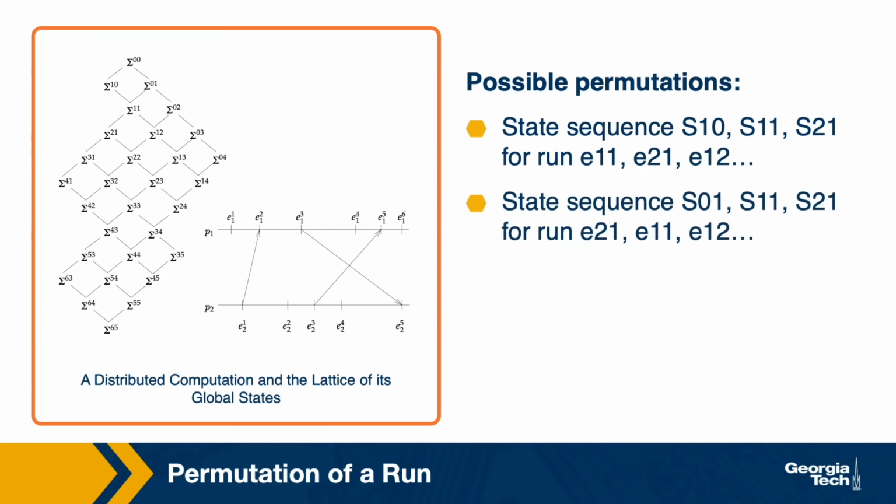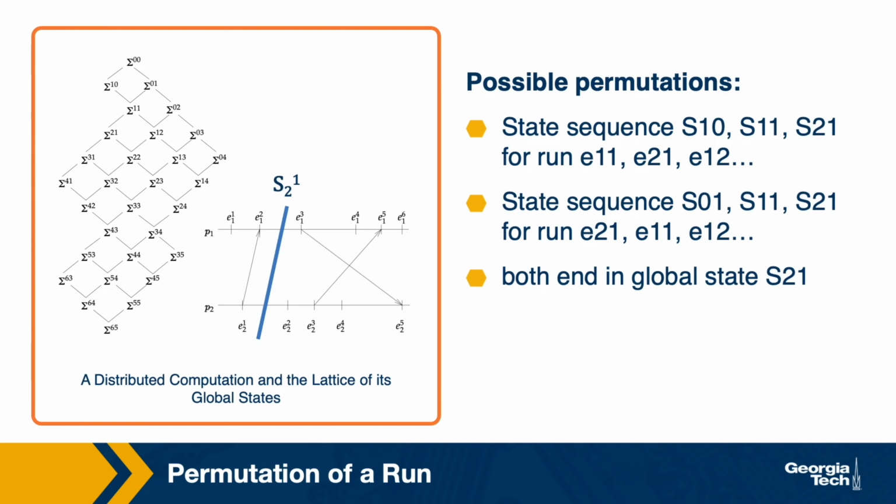Or we could capture some other sequence of states, S01, S11, S21. The initial event that we captured was slightly different, and this would correspond to the run that has E21, then E11, and then E12. Both sequences ultimately end in the state S21, the state in which P2 has sent the first message from P2 to P1, and in which process P1 has executed the first internal event, E11, and has executed the second event, which is that of receiving the message that P2 sent to it.